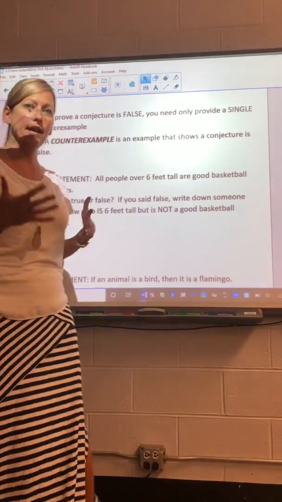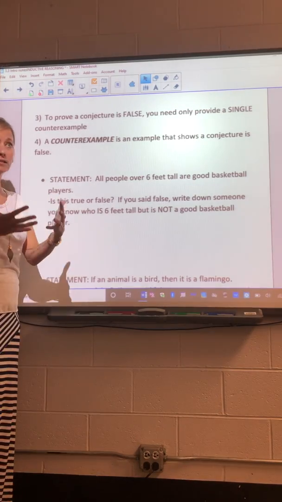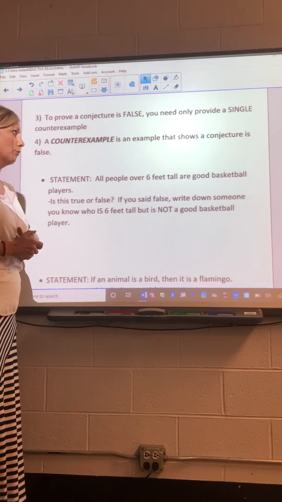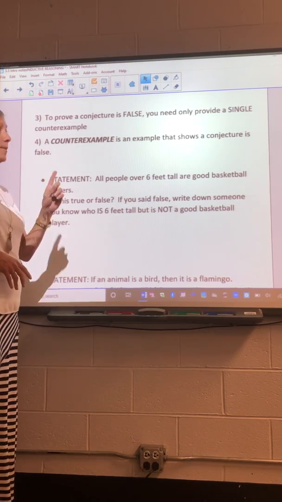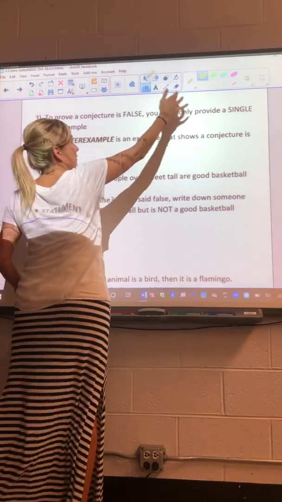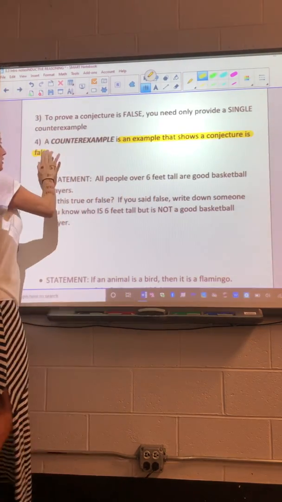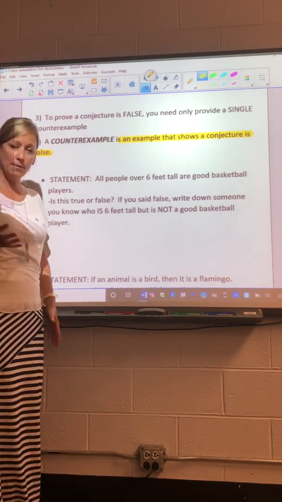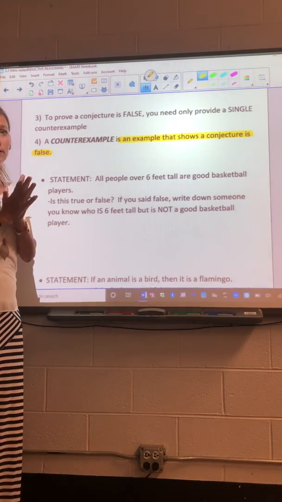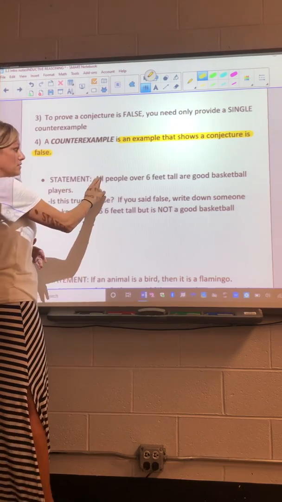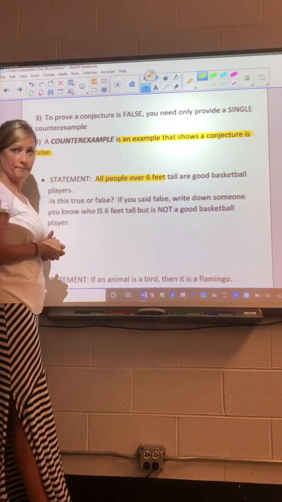We also have conjectures, and a conjecture again is you're making a guess on what comes next, or you're making a statement, but sometimes those conjectures are not true. In order to prove that it's not true, you come up with a counterexample. A counterexample is an example that shows a conjecture is false. In order for you to come up with a good counterexample, it's got to have a situation where it fits the first part.